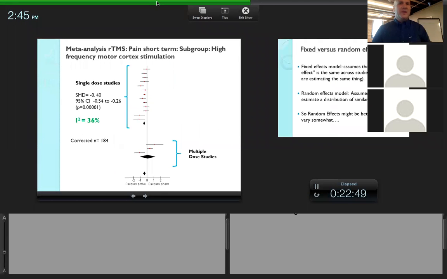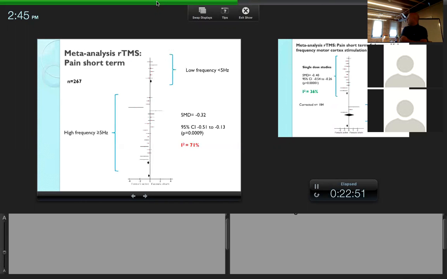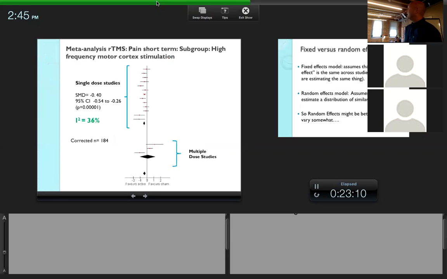Because still in that group, we've got studies that stimulated the dorsolateral prefrontal cortex, studies that stimulated the premotor cortex, studies that stimulated the supplementary motor cortex, etc. And of course, the brain stimulators wouldn't necessarily hypothesize that you're going to get the same result across different brain regions. So if we look at a subgroup, most studies stimulate the motor cortex for pain. And when we look at the motor cortex subgroup, we see a slightly larger standardized mean difference and much less heterogeneity, right?